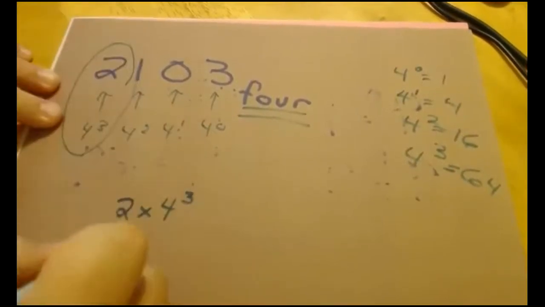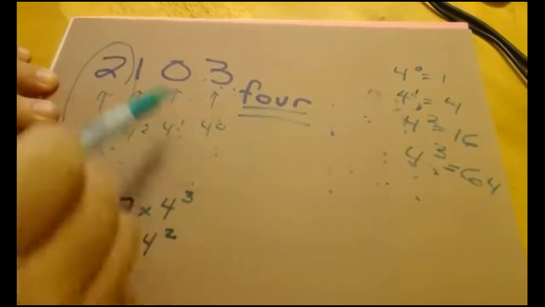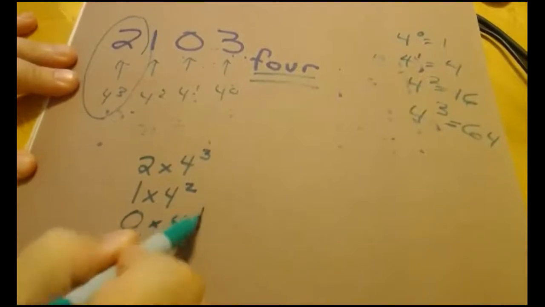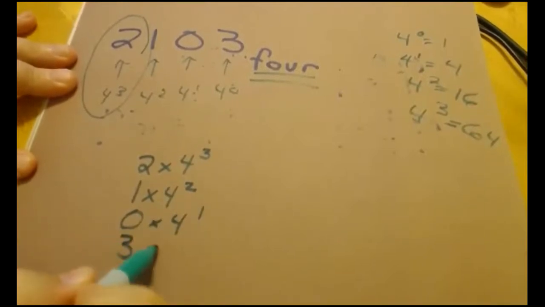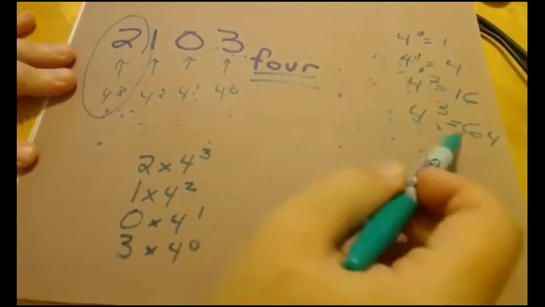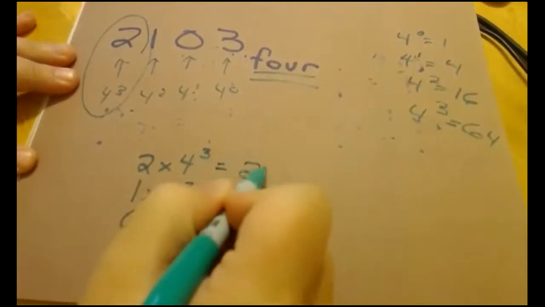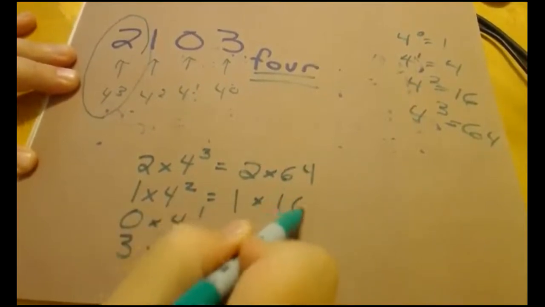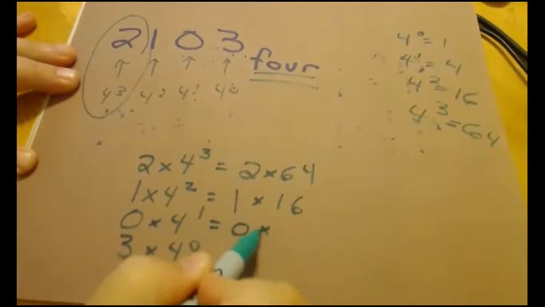For this one, I need to find 1 times 4 squared. For this one, I'm going to try to figure out 0 times 4 to the 1, and then I'm going to do 3 times 4 to the 0. I have a reference here of what all the powers of 4 are. Here's a power table. So this has now become 2 times 64. At this point, it's all old arithmetic, and you know what to do from here.